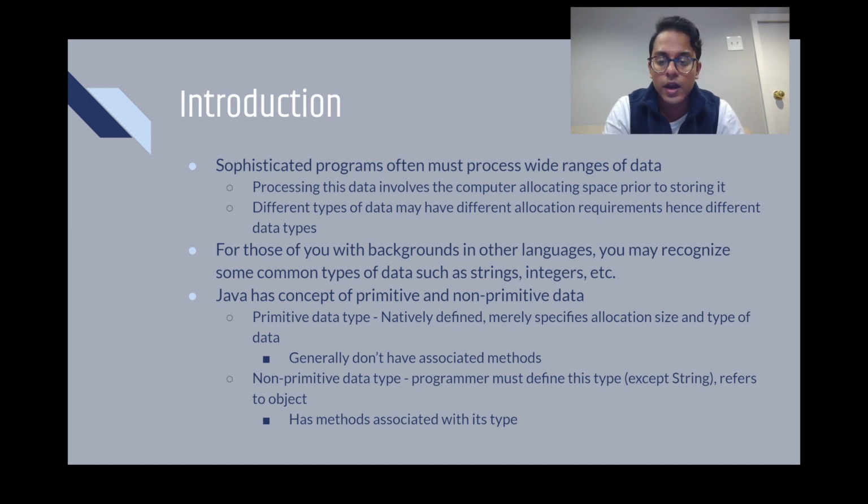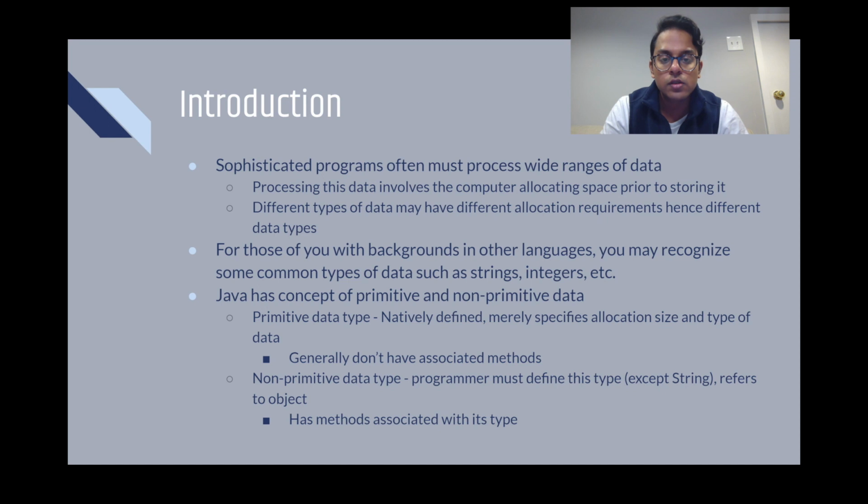On the other hand, we have this notion of a non-primitive data type. And this is the type of data that the programmer must define themselves. When they write their own classes and create objects of those classes, this is exactly what we're referring to when we talk about that non-primitive data. And generally, because the programmer has to define this, we'll refer to this type as user defined.